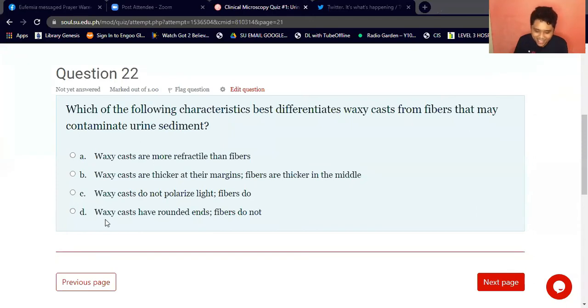And then ang letter G, waxy casts have rounded ends. Fibers do not. Okay. Well, waxy casts have rounded ends, fibers do not. Is that correct?